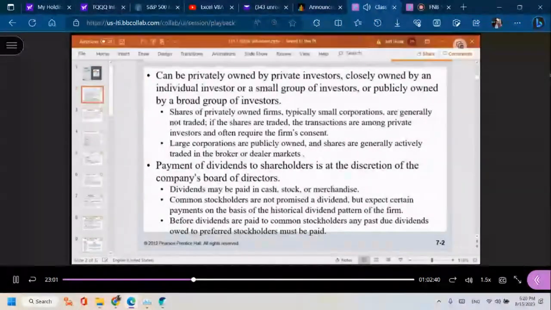Now, about the dividend, that's why the company doesn't owe you a dividend. The company can pay out a dividend, but they don't have to. And remember, the dividend comes out of where? Where does the dividend come out of?